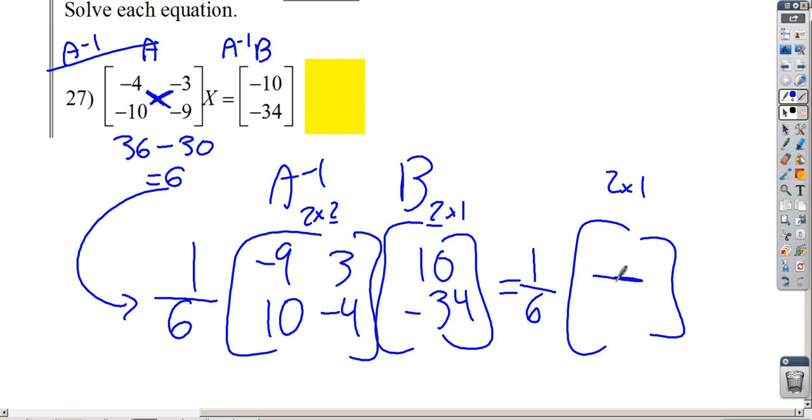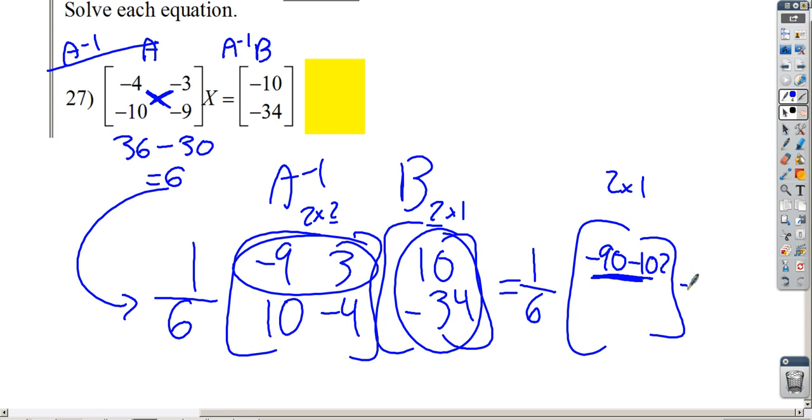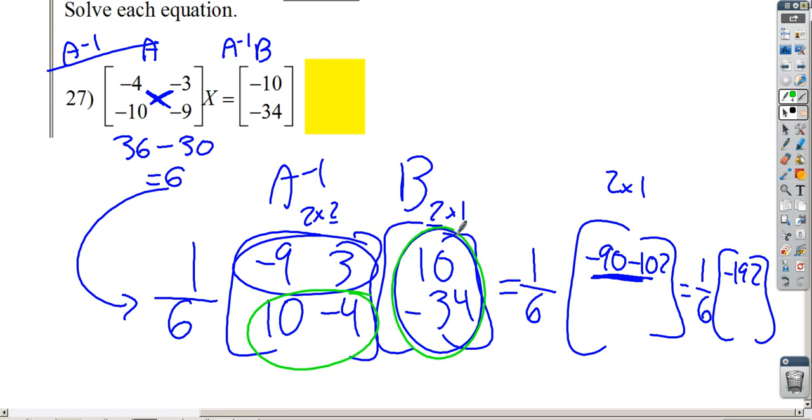So let's multiply this. This is first row, first column. So there's the first row, there's the first column. Negative 9 times 10 is negative 90. 3 times negative 34 is negative 102. So when you multiply those together, you get negative 192. And then here's the last one. We have second row, first column. 10 times 10 is 100. Negative 4 times negative 34 is, what is that, 136, I believe. When you add those together, I think you get, unless I made a mistake there, 100 plus 136.